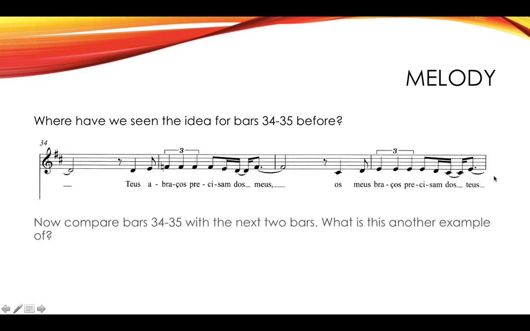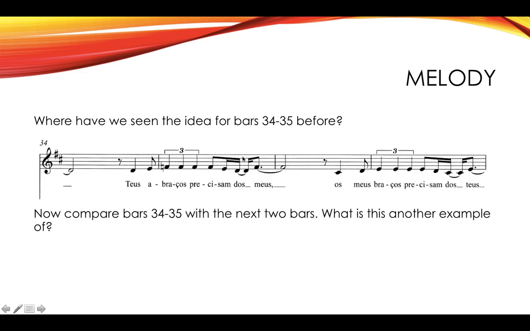So my next question for you is compare bars 34 and 35, these two here, with the next two bars. And what is this another example of? And I hear you all shout at your computer screen. It's another example of a descending sequence. So it's all pretty much the same. In fact, it's exactly the same rhythm, but starting rather than on a D, starting on a C. So it's another example of a descending sequence.